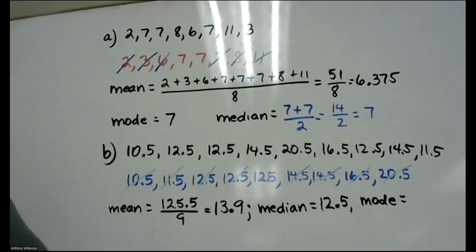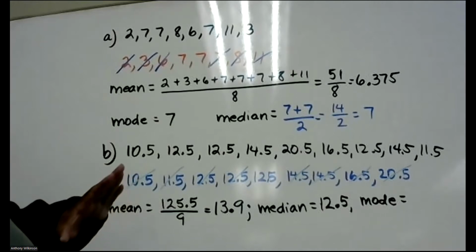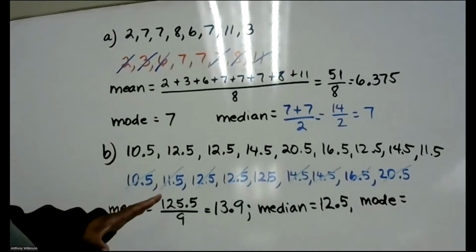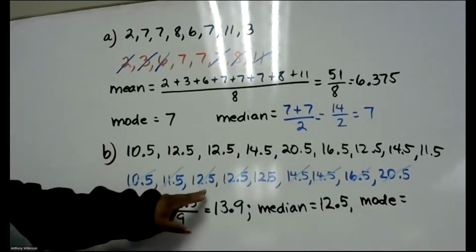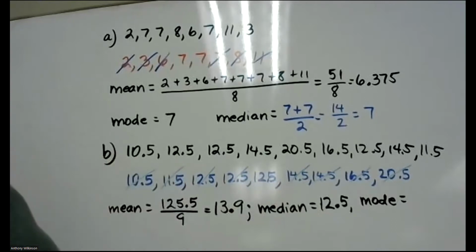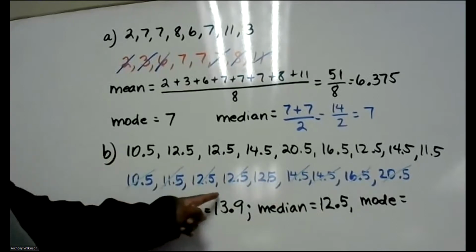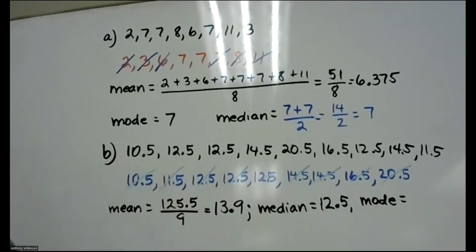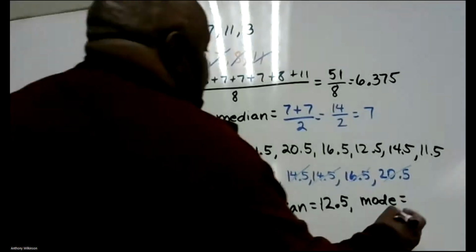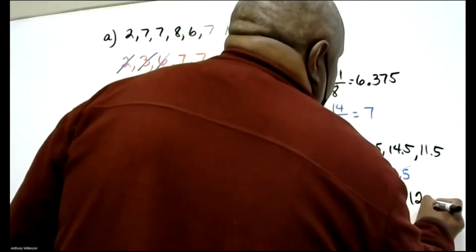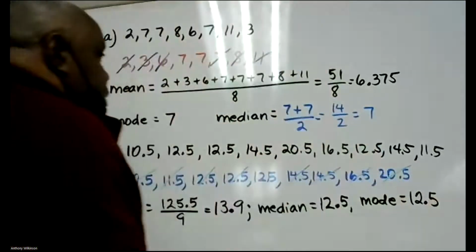All right, now for the mode. What number occurs the most frequently? Just the one that occurs more than any of the other numbers. Just the 12.5, even though 14.5 occurs twice, it's the 12.5 that occurs the most often. So the mode is 12.5.